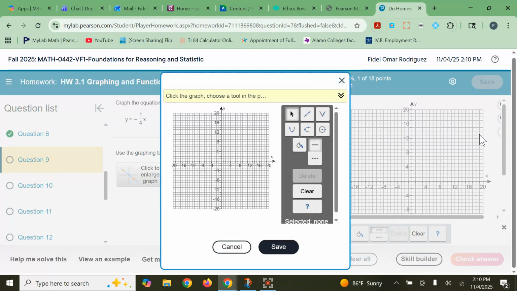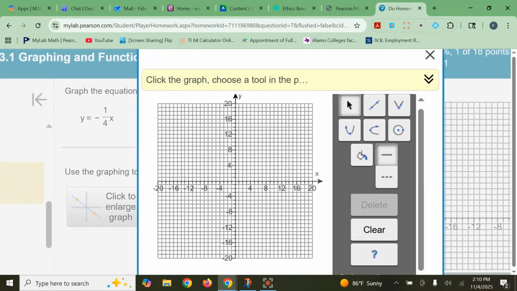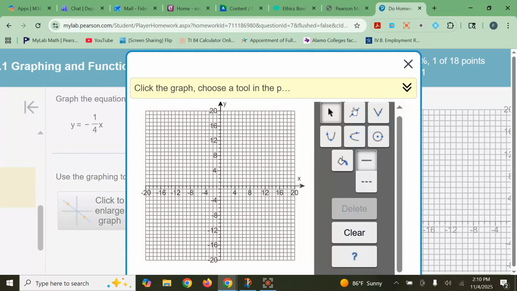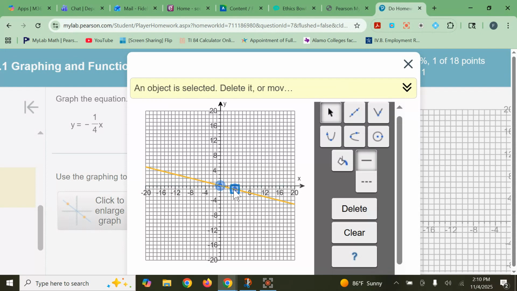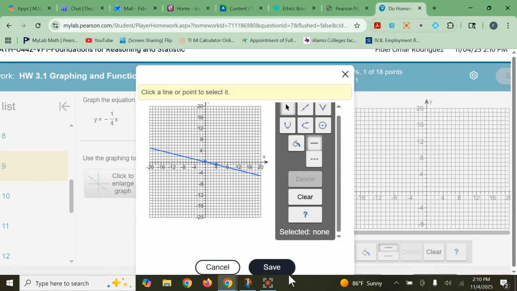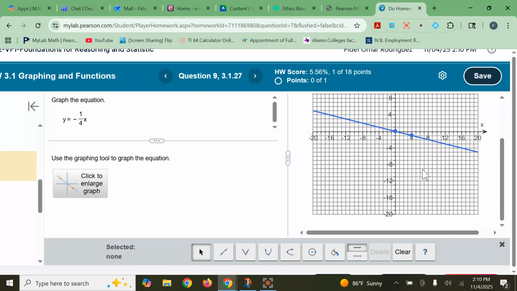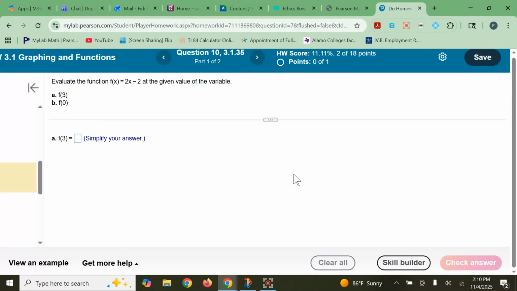Boom. Y'all, I have a touch screen, so I'm going to do this again because it makes it easier for me to see, right? But I'm going to come back again. We got (0, 0), boom, right there. And then we had 4 and negative 1. Let me see, (4, negative 1), boom, right there. Okay, and then I'm going to zoom out a little bit. I'm going to save it. And let me see, I'm going to check my answer. And okay, we're good.